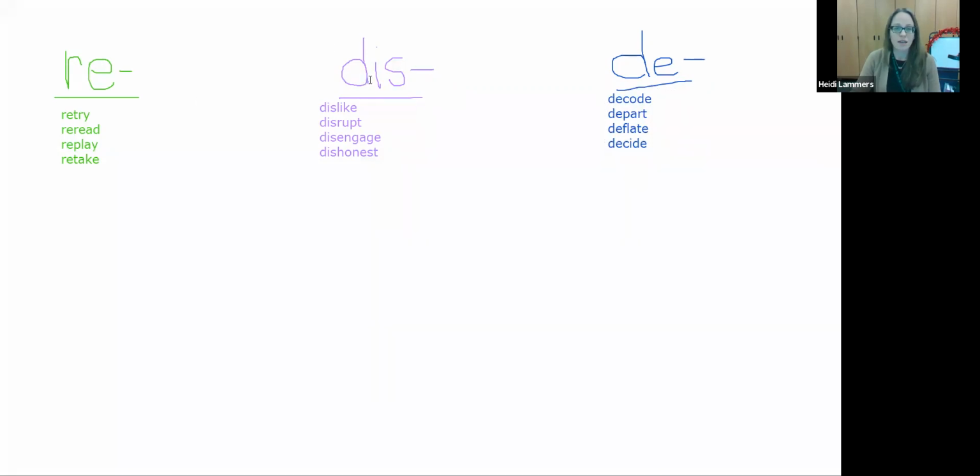Prefix RE, DIS, and DE, they influence or change the meaning of the root or the base word. They're easy to read. They're easy to spell. I'd like you to copy these charts. I'd like you to look for words in your assignments this week that have prefix RE, DIS, and DE in them.